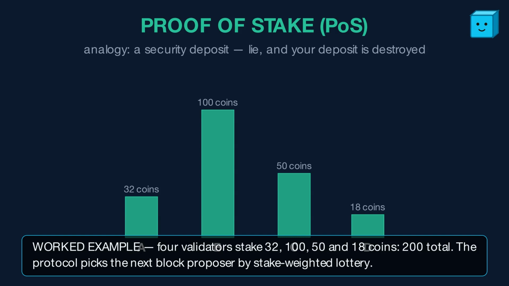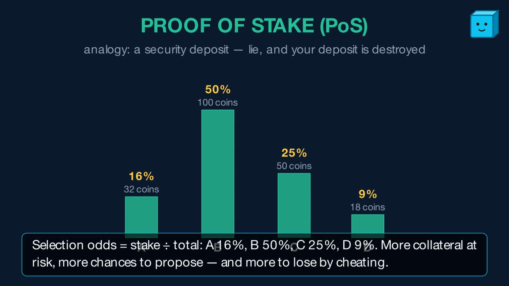Worked example. 4 validators stake 32, 100, 50 and 18 coins. 200 total. The protocol picks the next block proposer by stake-weighted lottery. Selection odds equals stake percent of total. A 16%, B 50%, C 25%, D 9%. More collateral at risk, more chances to propose, and more to lose by cheating.